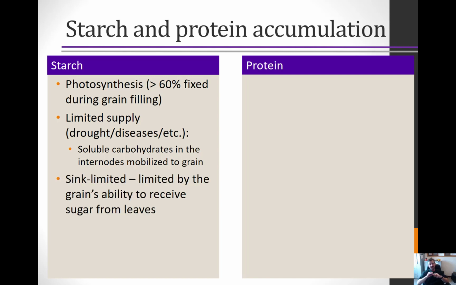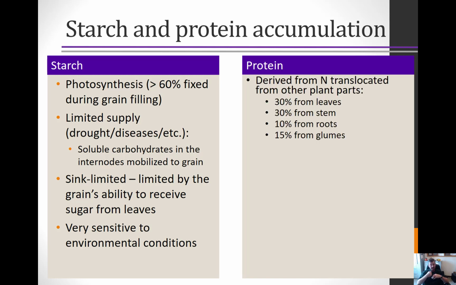Zinc limited is limited by the grain's ability to receive those sugars from the leaves. So if something interrupts the ability of the plant to lay the starches into the berries, that's when it's limited. It's very sensitive to environmental conditions. What conditions limit our ability to put starch into the grain? Heat, drought. Hot, dry conditions will tend to have smaller berries and lower content of starch in those berries.